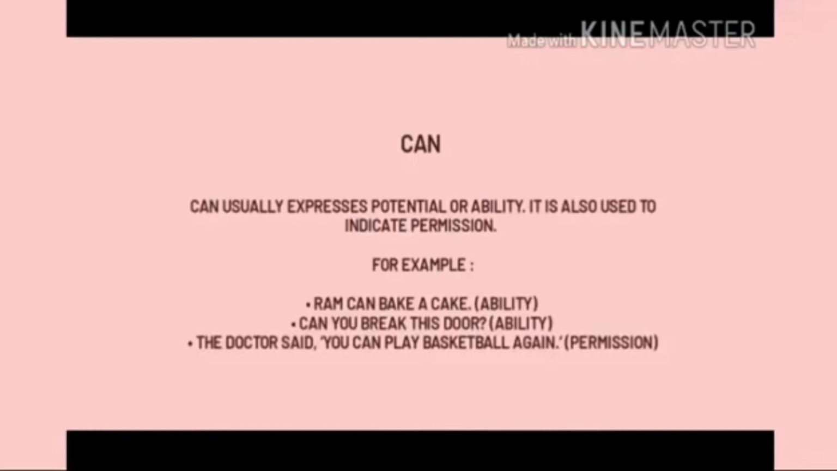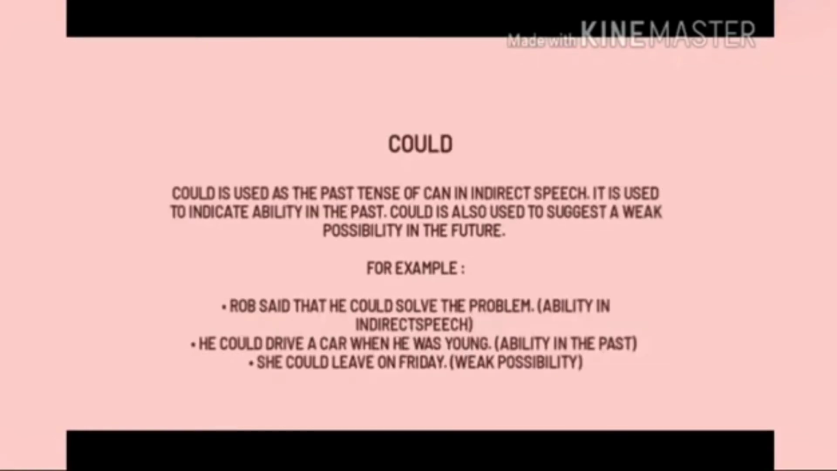This is permission. Next, could is used as the past tense of can in indirect speech. It is used to indicate ability in the past. Could is also used to suggest a weak possibility in the future. For example, Rob said he could solve the problem. Ability in indirect speech. He could drive a car when he was young. This is ability in the past. She could leave on Friday.